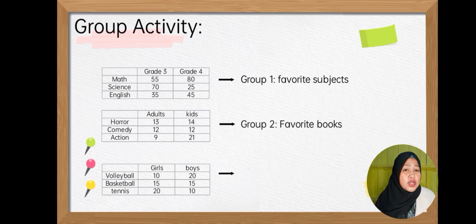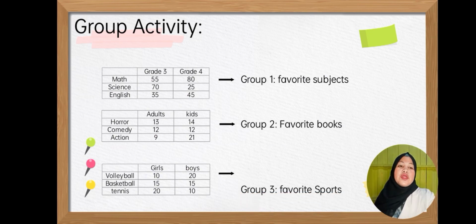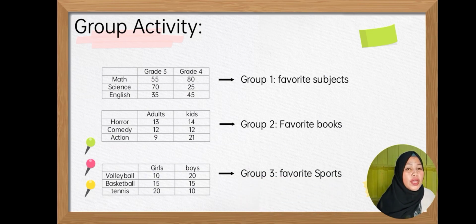For group 1 is the favorite subjects. And for group 2, favorite books. And for group 3 is favorite sports. All you need to do is to make a double bar graph. The data is already given. Ang gagawin nyo lang is gagawa ng double bar graph.